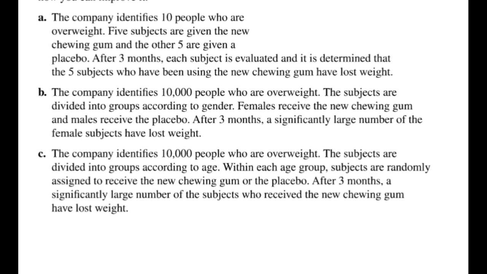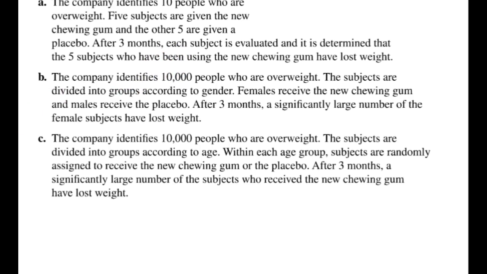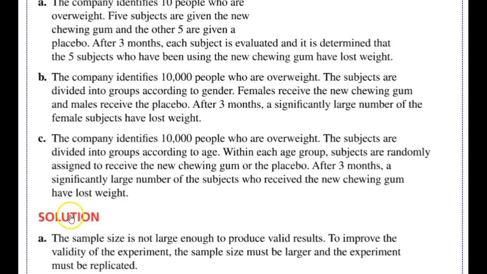So let's look at A. The company identifies 10 people who are overweight. 5 subjects are given the new chewing gum and the other 5 are given a placebo. After 3 months, each subject is evaluated, and it is determined that the 5 subjects who have been using the chewing gum have lost weight. So the thing I noticed that could be wrong with this setup is I'm not using very many people. So I can't say my results are valid with only 10 people in this study. To improve my validity, I must increase my sample size and I must actually replicate my experiment. I must have a lot more people than that.